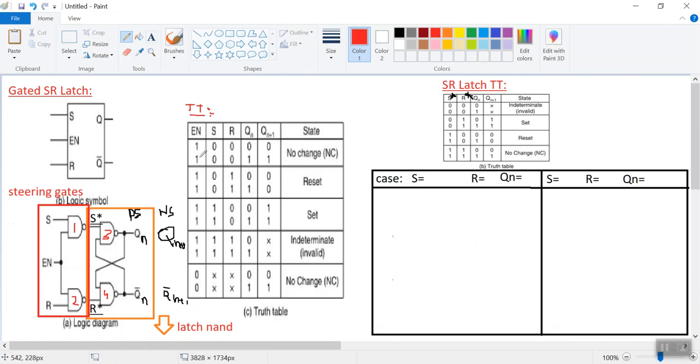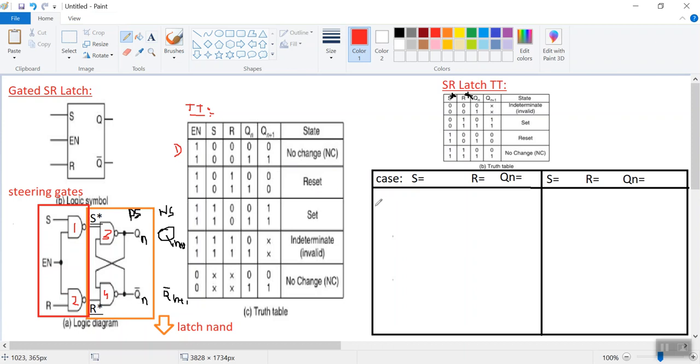Now enable is one of the inputs. As I said, whenever enable is equal to 1, the circuit will work. When enable is equal to 0, the circuit works as a memory state, which is nothing but a no change state. Let us take the first condition of explanation. First consideration: always enable is equal to 1.